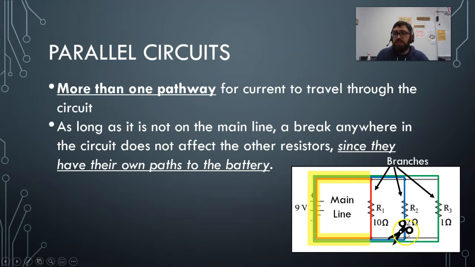These other 2. Now, what's interesting is if I cut this one right here, again, this is not the main line, but I have cut 2 pathways simultaneously. So if I cut here, R2 and R3 will go out. In other words, everything downstream of that will go out, but R1 will still be okay.